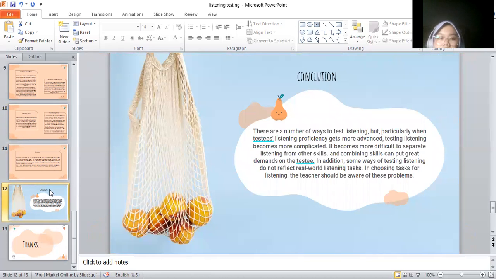Okay, now we have the conclusion. After we know about testing listening skill, we conclude there are a number of ways of testing listening, but particularly when testing listening proficiency gets more advanced, testing listening becomes more complicated. It becomes more difficult to separate listening from other skills. And combining skills can put great demands on the test. In addition, some ways of testing listening do not reflect real-world listening tasks. In choosing tasks for listening, the teacher should be aware of this problem.